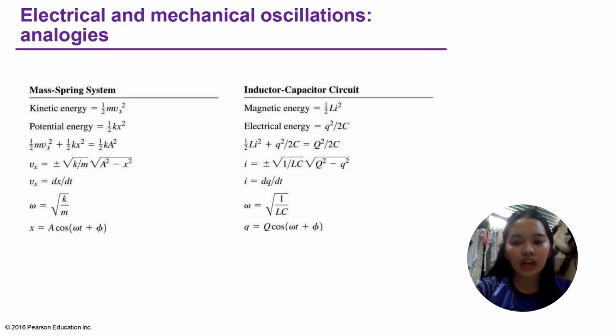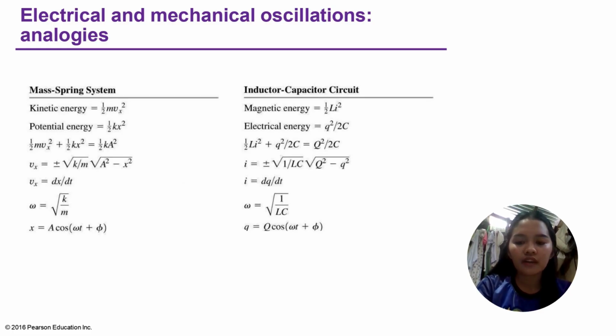So, in a mass spring system, the kinetic energy of the mass corresponds to the magnetic energy stored in the inductor, while the potential energy of the spring corresponds to the electric energy stored in the capacitor. So the mass, which is denoted by small letter m, is analogous to the inductance L, and the spring constant K is analogous to the inverse of the capacitance, 1 over C.